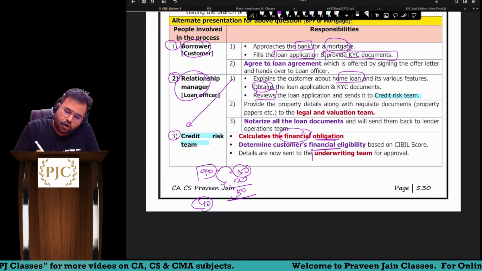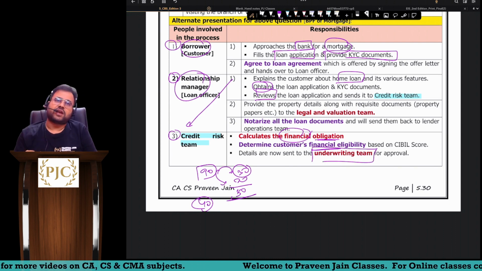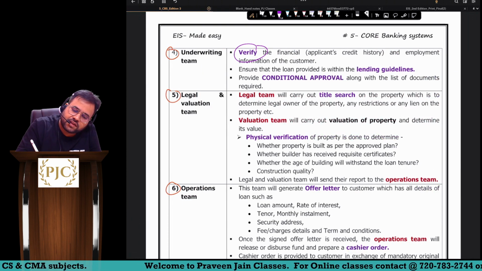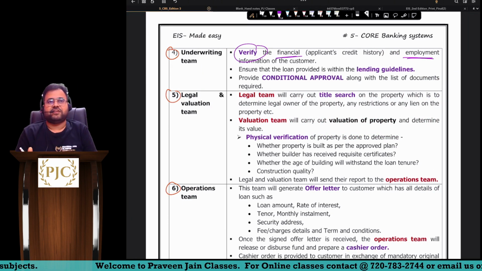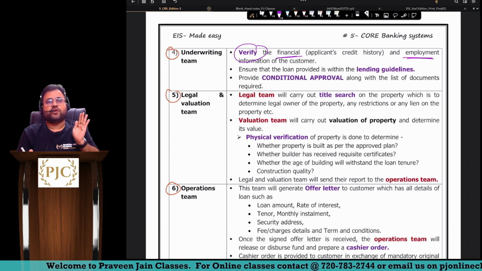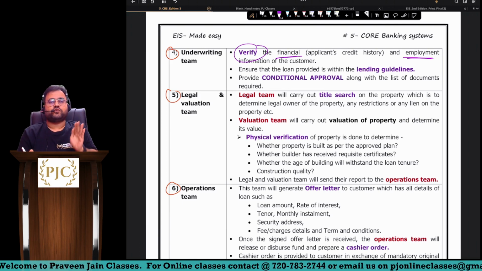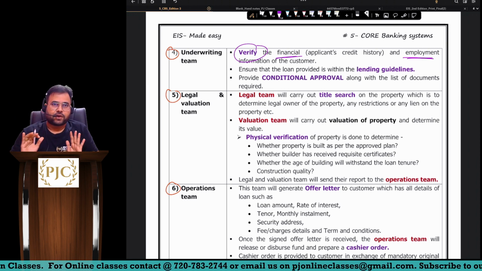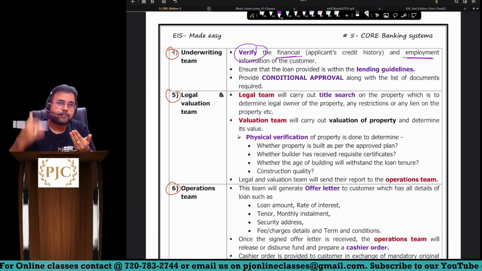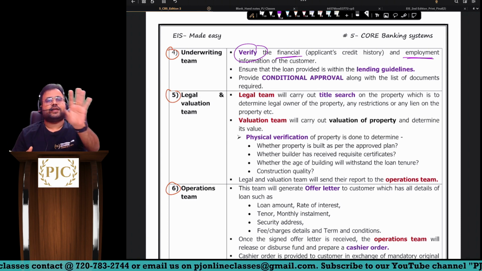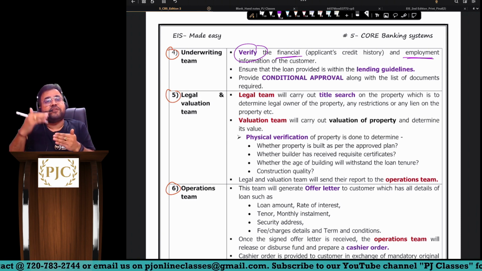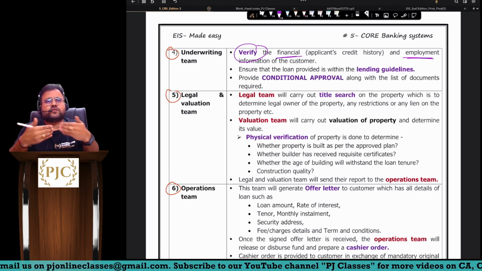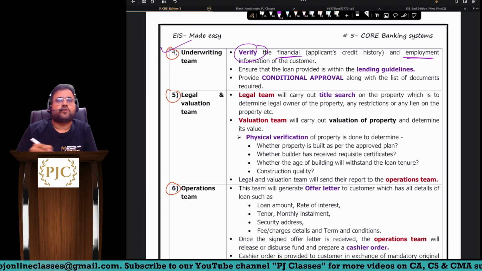Okay, and then all these details we will be sending to whom, sir? The underwriting team. The underwriting team is the one which will verify the employment information and the financial information, meaning whatever income tax return you have given, whatever source of income you have shown, whatever Form 16 you have given; we will now check whether all those things are proper or not. If required we may call your employer to check whether you are really earning that much income. We may visit the income tax website to check whether this income tax return is genuine. So this verification is done by the underwriting team.